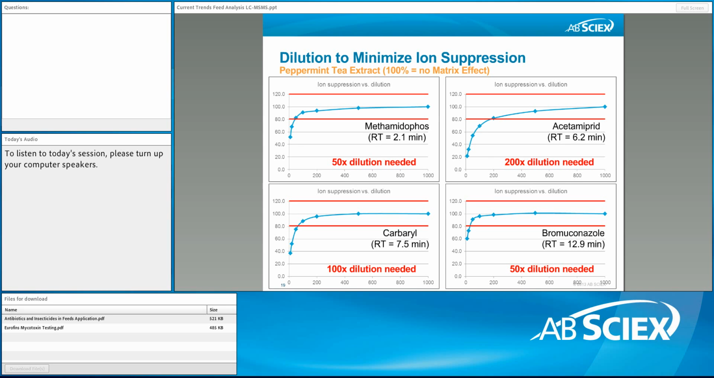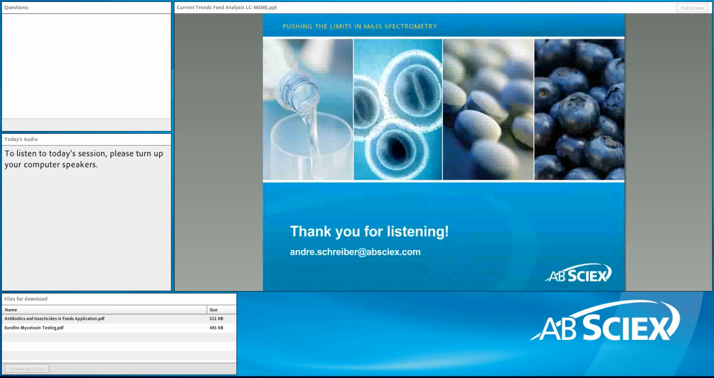And that is of course an example for a very dirty matrix. If you analyze easier samples, like for instance fruits and vegetables, most likely dilution factors of 5 to 10 are sufficient. But if the samples are more on the dirtier side, like the tea samples here, or maybe spices, or later the feed samples you will hear about, then larger dilution can be very beneficial.